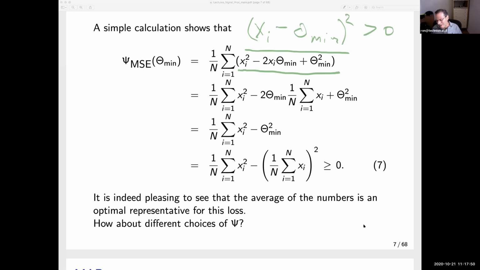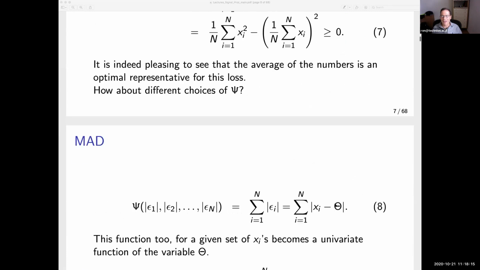But since I'm starting from something which is always greater than 0, obviously subtracting from the sum of squares, the square root of sums would be always greater than 0. So obviously the error would always be greater than 0. So it is indeed pleasing to see that the average of the numbers is an optimal representation of the loss. And now we'll get to the different loss that I was talking about.